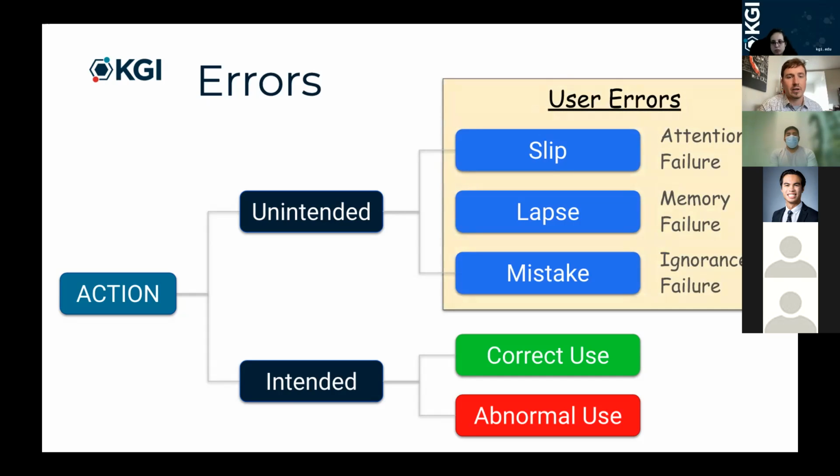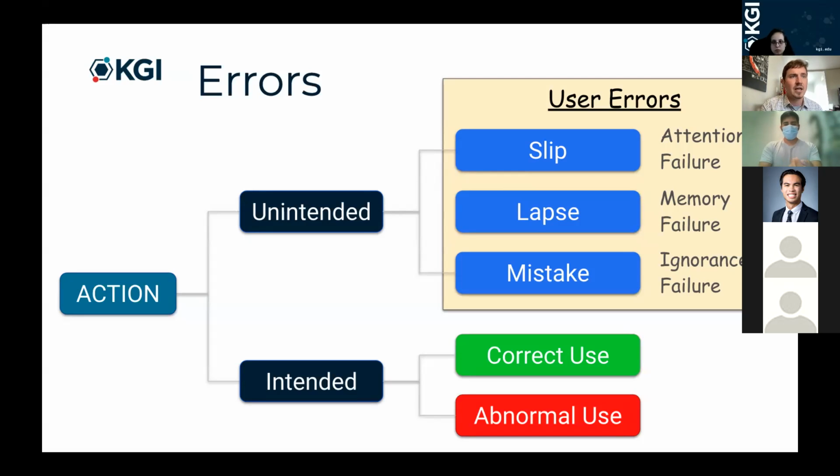So, user errors that are unintended. A slip would be a failure of attention. So in this case, maybe I'm supposed to do a certain keystroke at a certain time, and I just wasn't paying attention, and so I didn't do that. That's called a slip. A lapse would be a memory failure. So I just completely neglected to do something. Maybe there's a checklist of 10 things that I needed to do, and I only did 8 of them. Then not doing those 2 that I was supposed to do would count as a lapse.